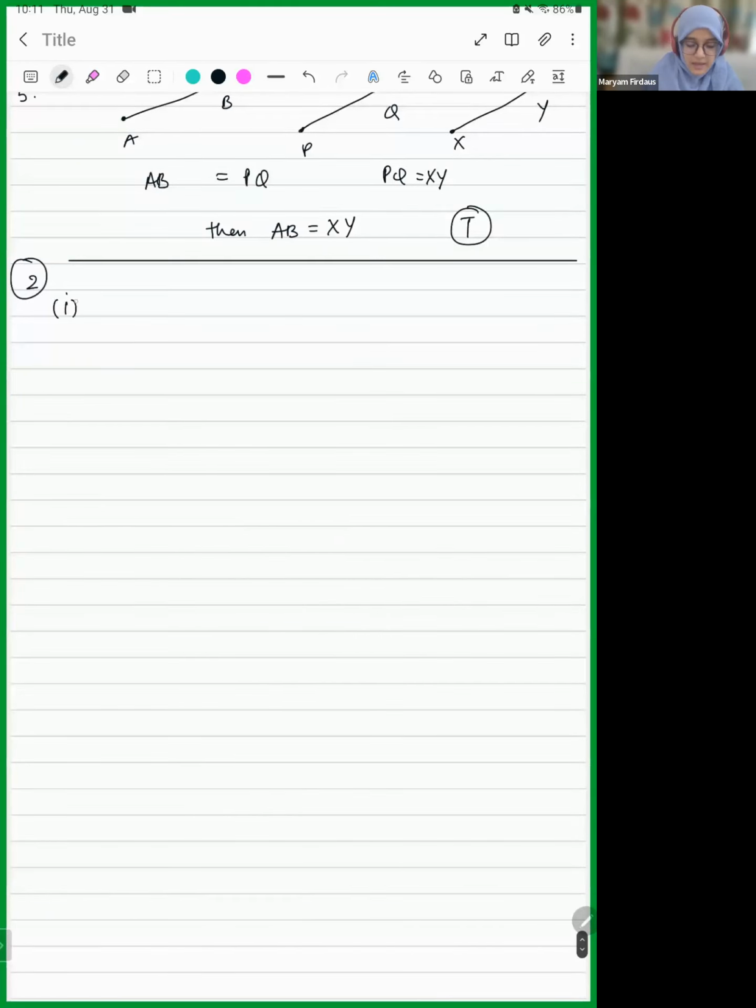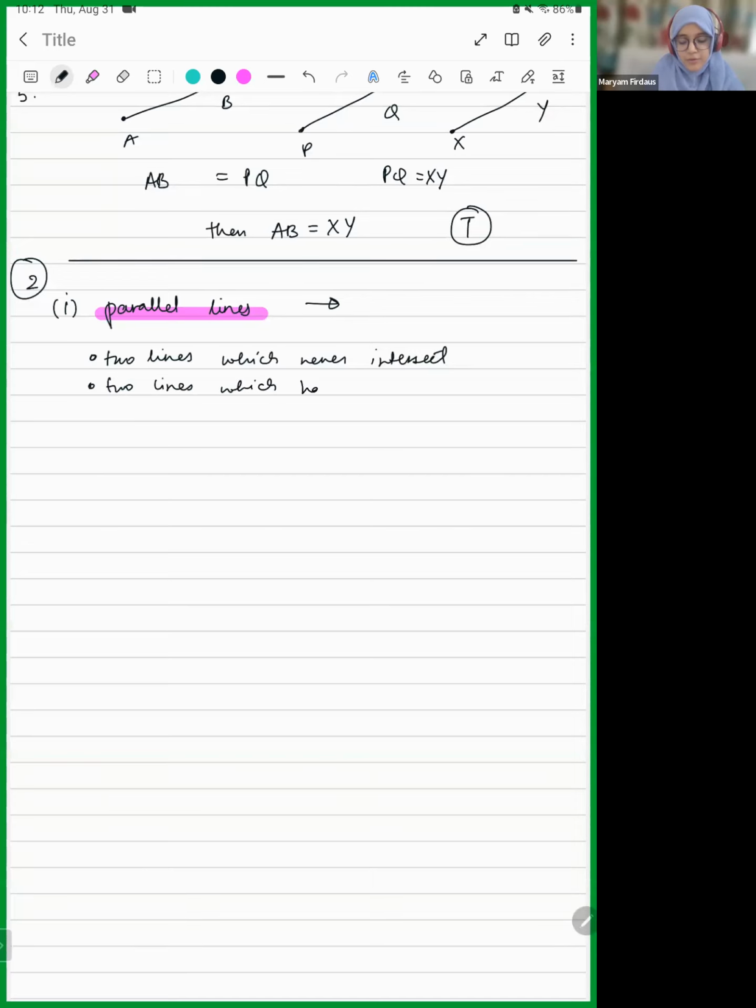The first one is parallel lines. So they are asking you to define parallel lines. How can you define parallel lines? Two lines which do not intersect each other. Very good. Two lines which never intersect, or you can say two lines which have no points in common. Yes?